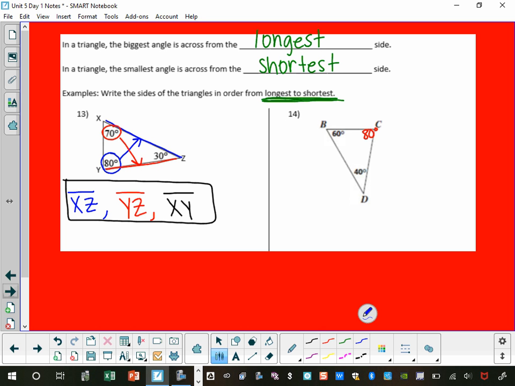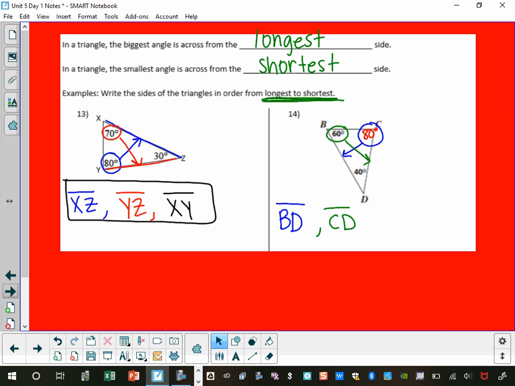Now that I have that, now I can figure out what's my longest side. Diana, what's the longest side of number 14? Good, BD. Diana, look to see that we had 80 was my biggest angle, the side opposite of that was BD. All right, what comes next? CD. 60 degrees is next, so that points to CD. And then my shortest side is going to be BC.